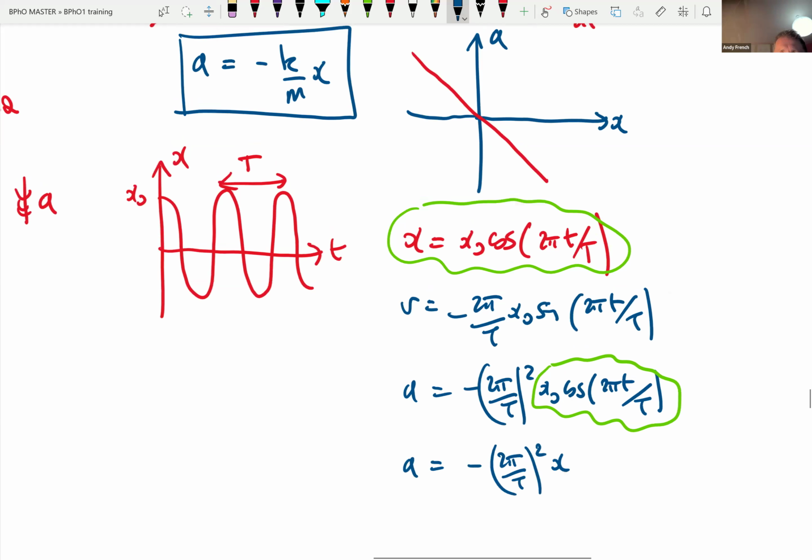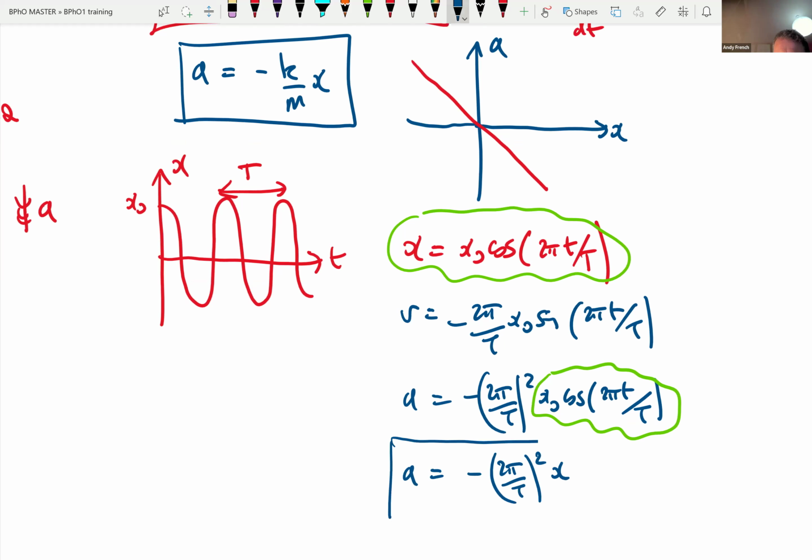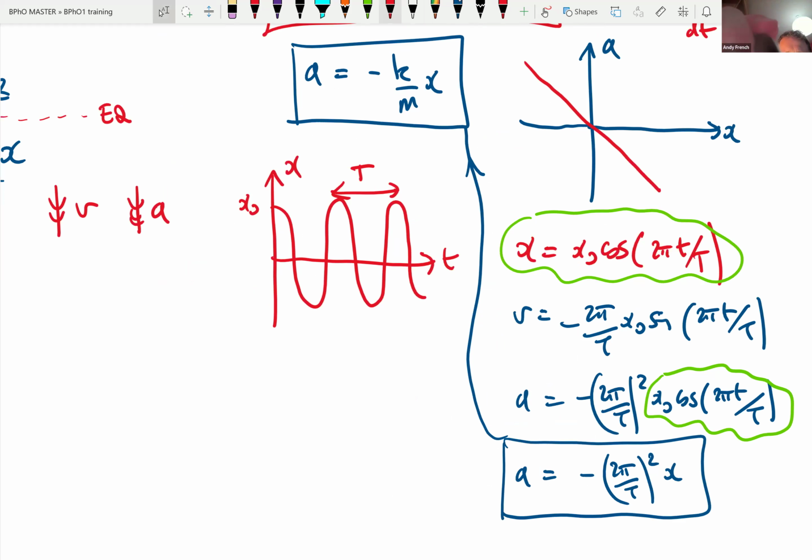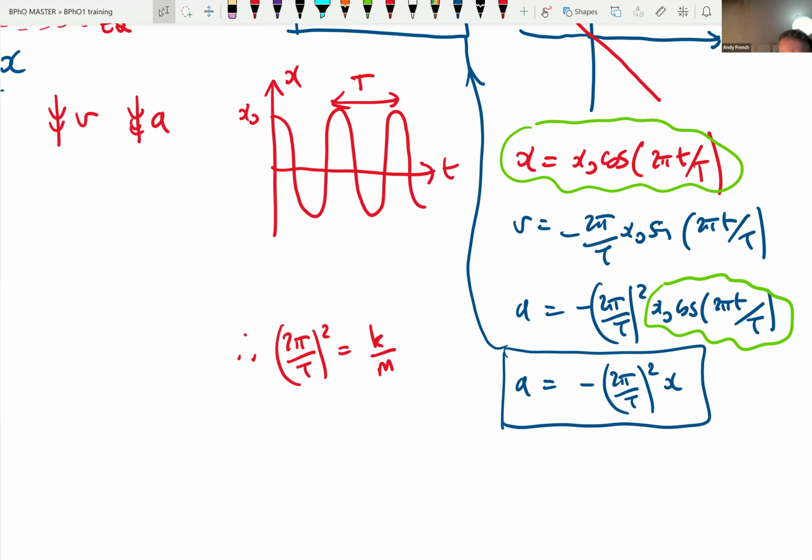And if we compare this to what we did from Newton's second law, so I'll just put a little arrow there, right? What we're playing is a game of spot the period. That's what we play for simple harmonic motion. So therefore, 2 pi on the period squared is equal to k over m. And if we flip that upside down and square root, we've got T equals 2 pi root m on k.